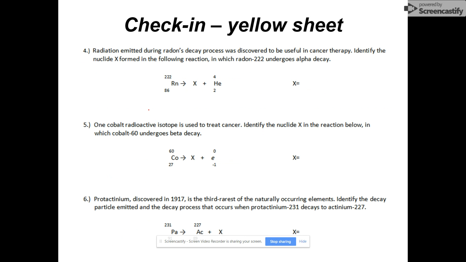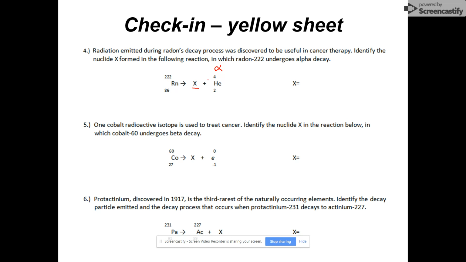Okay, number 4. Radiation emitted during radon's decay process is used for cancer therapy. What is the nuclide X formed in the following reaction? Radon goes through natural radioactive decay and emits a helium nucleus or an alpha particle. This is an alpha particle. All right, what's X going to be? Well, the masses on this side have to add up, and the charges on this side have to add up to the same thing that's on this side.